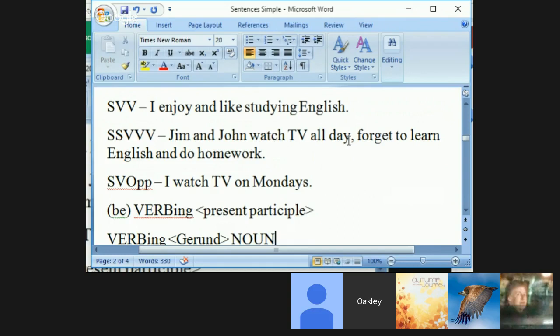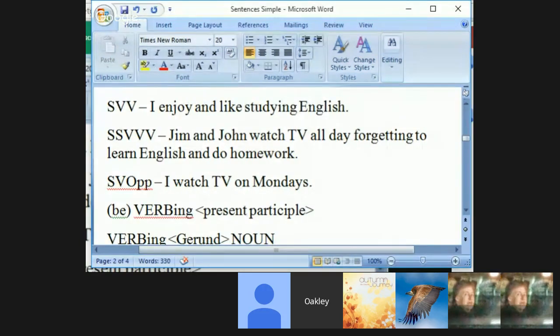So going back to your sentence, Jim and John watch TV all day. Can you actually write "forgetting to learn English and do homework"? In this case, I think you could. You don't need "and" here. Let's see here. Forgetting to learn English and do homework. Huh, this is interesting. Watch TV all day. Oh, now I don't need the comma. Watch TV all day, forgetting to learn English.